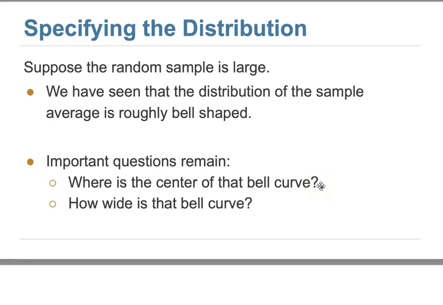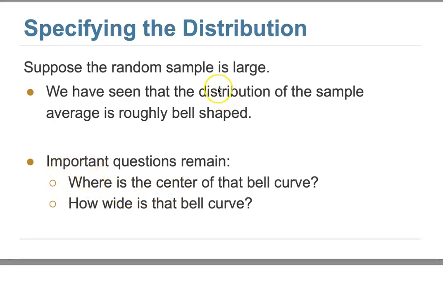Continue from the previous video. So we know the distribution of the sample average will be close enough to the normal distribution if we have a large sample size. But the important question we want to ask, since they are the normal distribution, the center of the bell curve should be the population's average, right? So where can we find that?